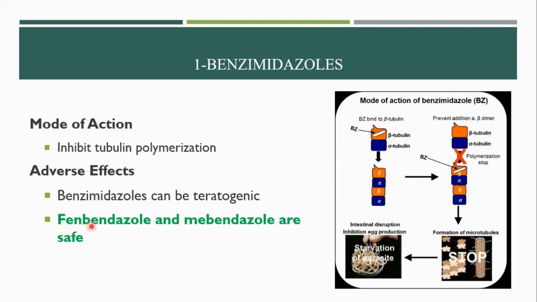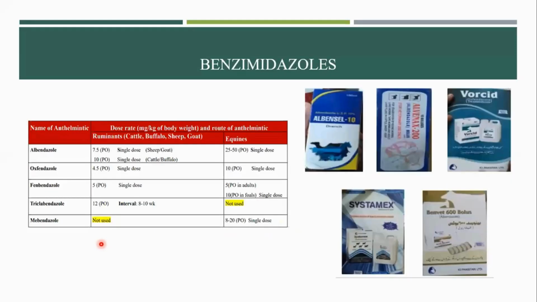The common examples of this group include fenbendazole, mebendazole, albendazole, and oxibendazole. Fenbendazole and mebendazole are pregnancy safe, but the rest of the benzimidazoles are not pregnancy safe. They can cause teratogenic effects if given during pregnancy. These are some of the common dose rates of all the benzimidazoles.